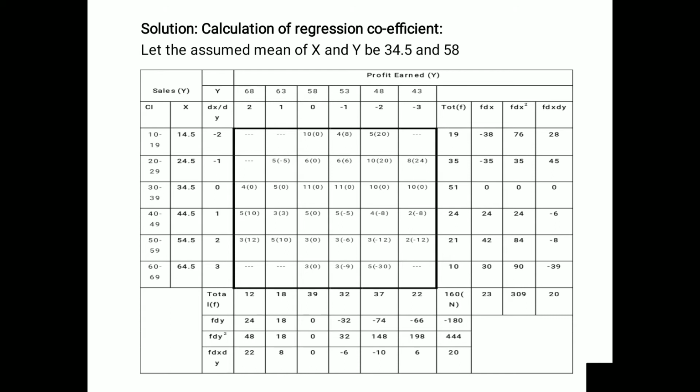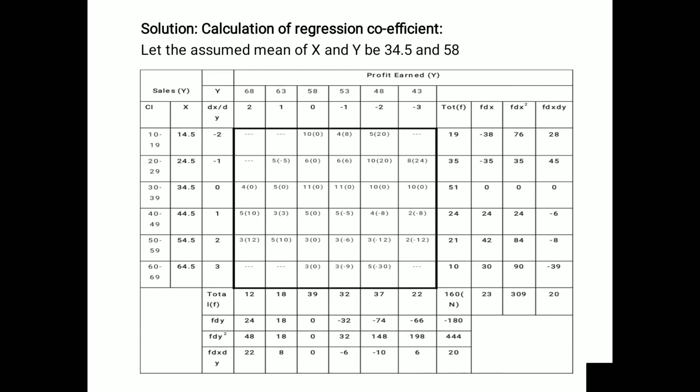The next part of calculation is the calculation of fdx and fdy. We have already calculated these variables in the correlation table also, so the rules and the procedures will be the same for the regression table. Here fdx refers to f into dx of the same row or the same column. So here 19 multiplied by minus 2 is minus 38. So 19 multiplied by the corresponding value of dx of the same row will give us the value of fdx.